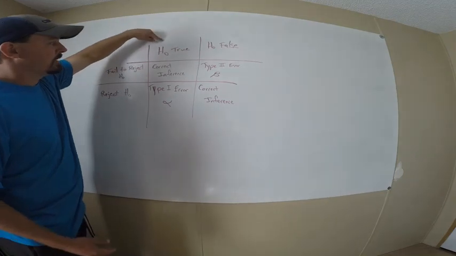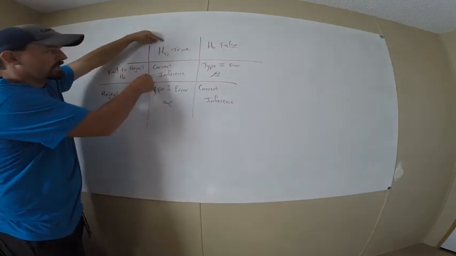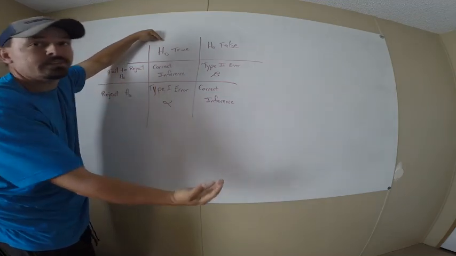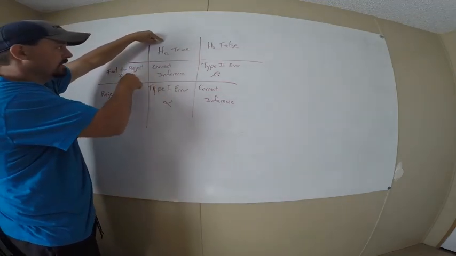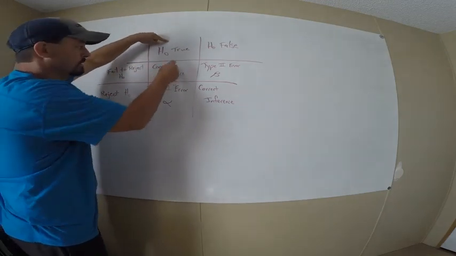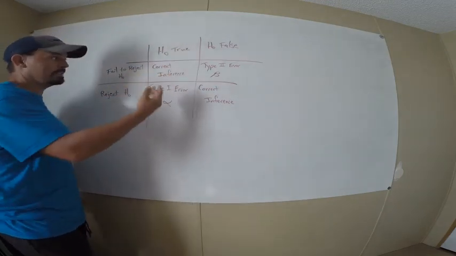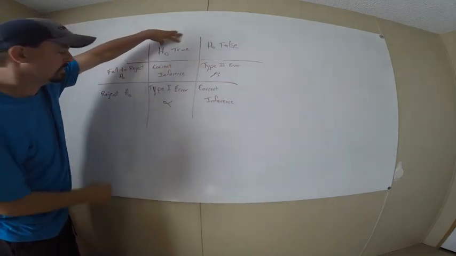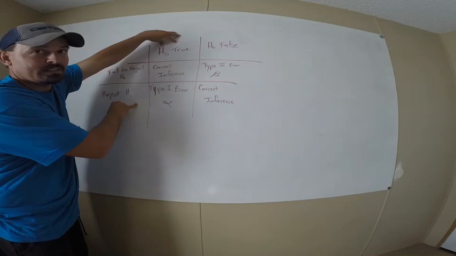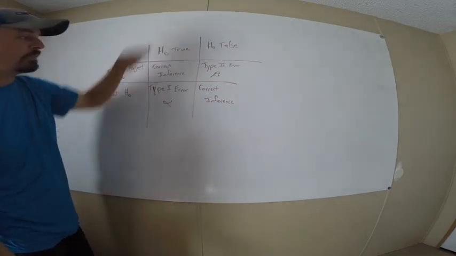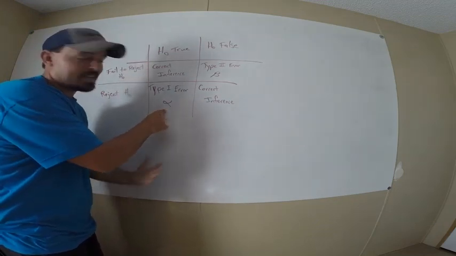So if you have a true null hypothesis and you don't reject it, you've done the right thing, right? You've made the correct inference. So this is what you want to do. If the null hypothesis is true, you don't want to reject something that's true. So if you correctly do that, you've done it right. But if you do have a null hypothesis that is true and you reject it, you've made an error. You've made what we call a type 1 error. And the probability of a type 1 error is alpha.